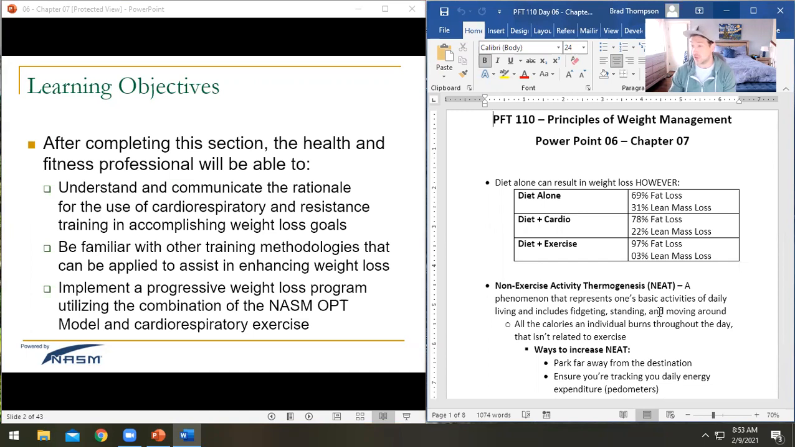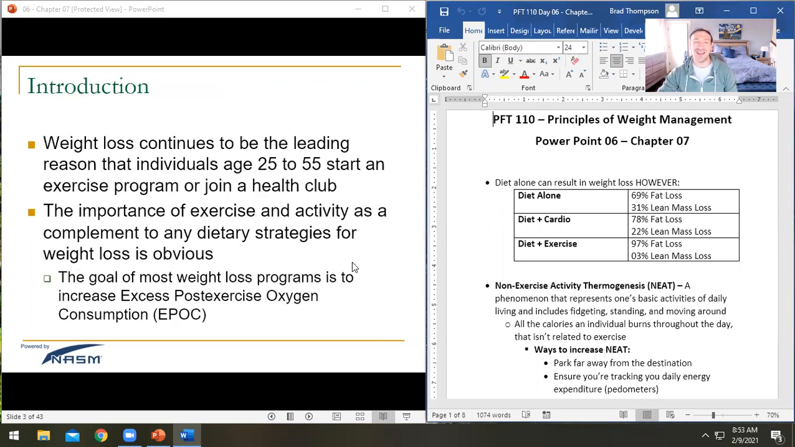We're going to talk a lot about circuit training and stuff. I want you to be familiar with some of these methodologies and how we can use them. And then we need to implement them with the OPT model. So today we're going to be looking at the OPT model for the first time, which is really cool because we haven't really spent too much on that in this program design class just yet. And that's a huge part of what we do.